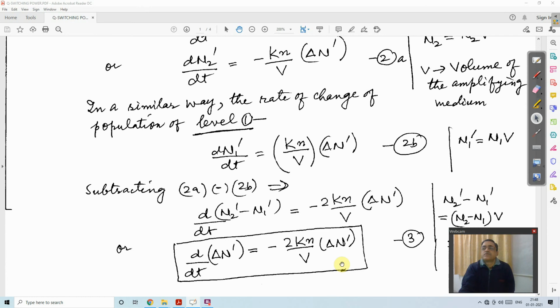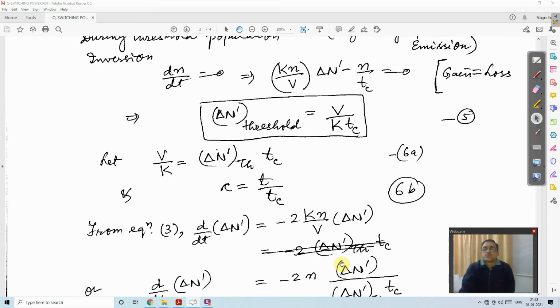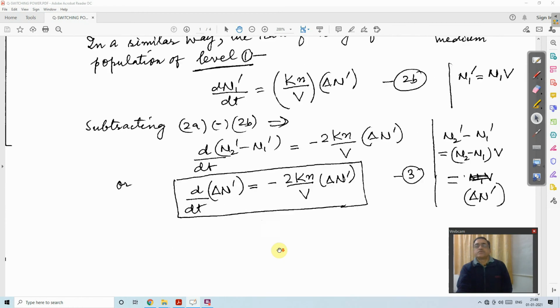See here, V is the volume of the amplifying medium, so this depends on the volume of the amplifying medium. And if we assume V by K to be equal to delta N dash threshold into Tc, we substitute, and we also substitute t by Tc as tau, and substitute in the above equation, we get equation 3.